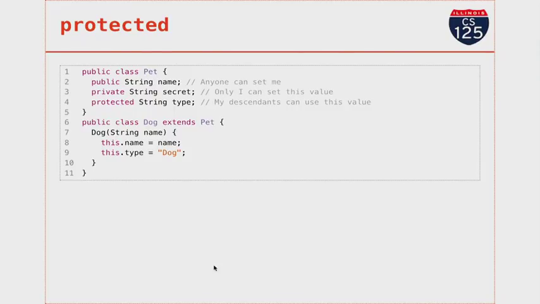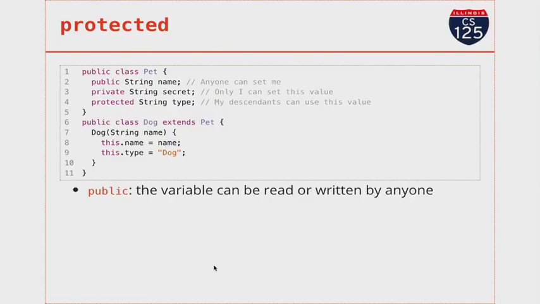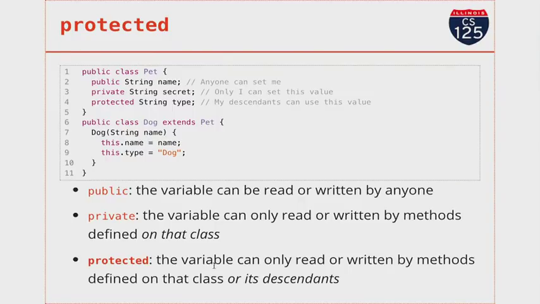So if I extend another class, I can modify its public variables, so can anybody else. I can't modify its private variables, those are still private to that class. Nobody else can modify them. But I can also modify its protected variables. And as you would expect, this applies to methods as well. And so this allows me to do things like this.